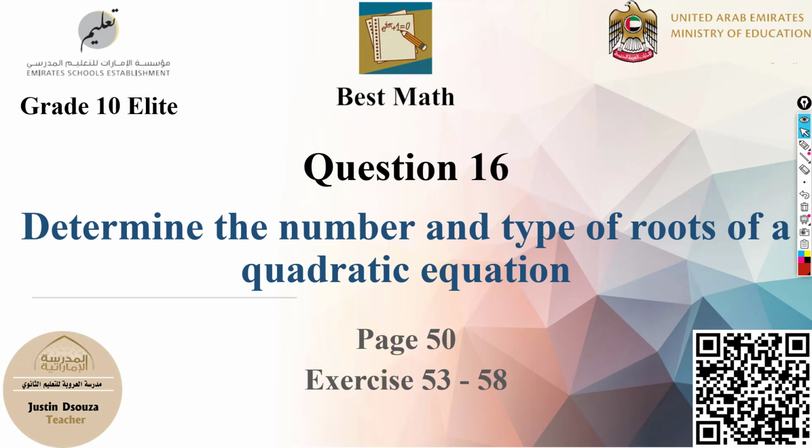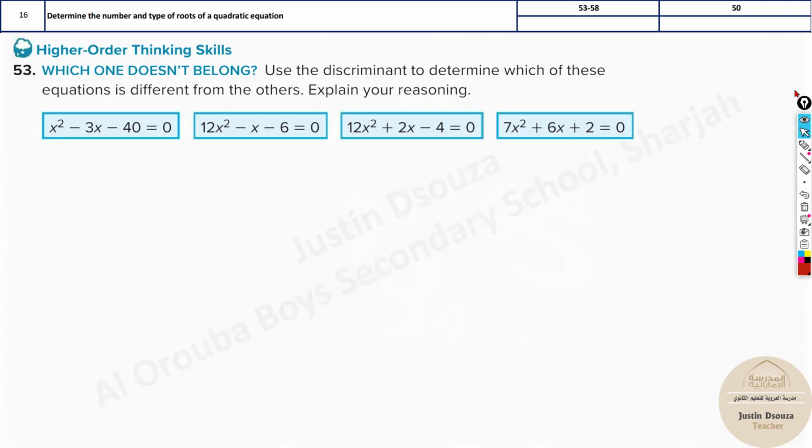Now the 16th question here is to determine the number and type of roots of quadratic equations. Here you need to know about the discriminant. We know the quadratic equation and quadratic formula, but we don't want the entire formula. The discriminant is just b squared minus 4ac. What are a, b, c? In the quadratic equation, whatever is before x squared is a, whatever is before x is b, and lastly the constant term is c.